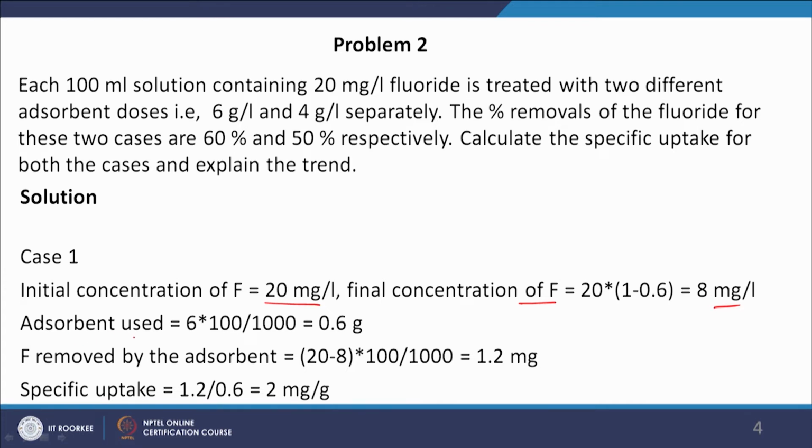Now, how much adsorbent is used? 6 gram per liter, but we have 100 ml solution. So, we are using 6 into 100 divided by 1000, that is 0.6 gram.